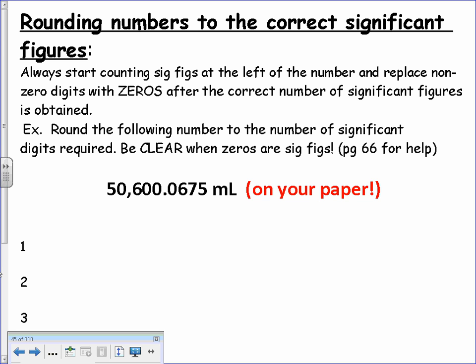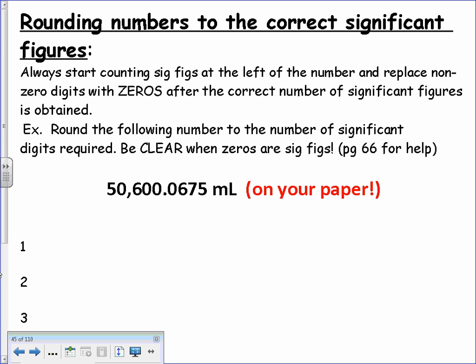When you round a number like 1.5, what do you round it to? 2. You round 102, what do you round it to? 100. You're not changing the number really, right? You're just tweaking it a little bit. So 102 is really still close to 100. 1.5 is still really close to 2.